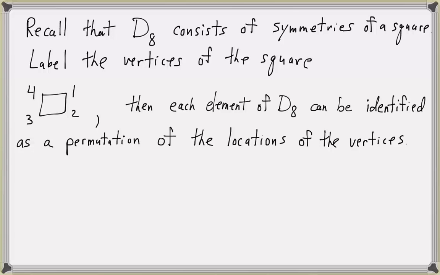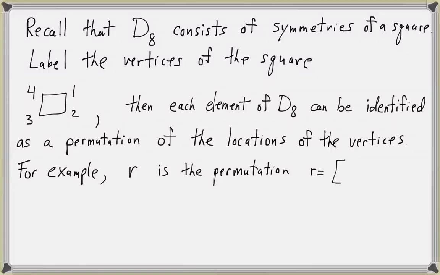So for example, consider the permutation R. This is the permutation that rotates the square 90 degrees clockwise. So R, as a permutation of the numbers 1, 2, 3, and 4, would map 1 to 2, 2 to 3, 3 to 4, and 4 to 1. In cycle notation, we recognize this as the cycle (1 2 3 4).